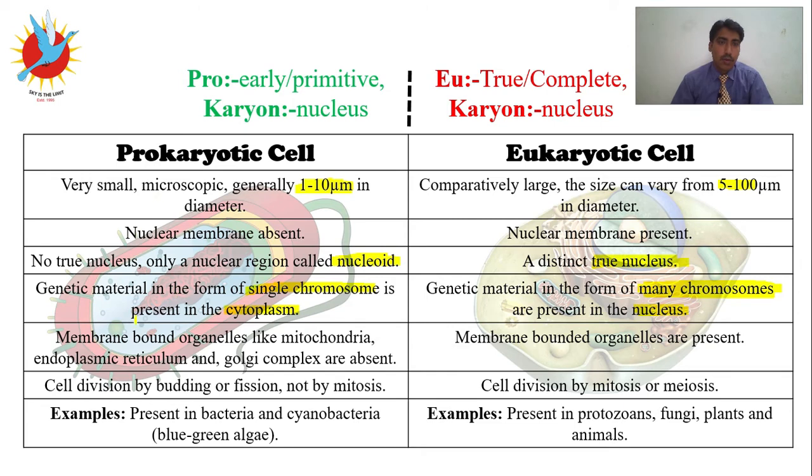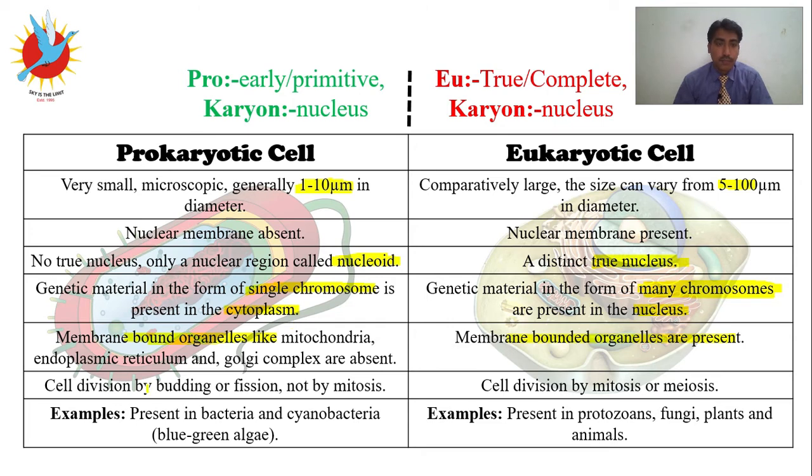In the prokaryotic cell, membrane-bounded organelles are absent, like mitochondria, endoplasmic reticulum, Golgi apparatus, and many more, which are not present inside the prokaryotic cell. But in the eukaryotic cell, membrane-bounded organelles are present. You can see the mitochondria, the Golgi bodies, the endoplasmic reticulum, etc. in the eukaryotic cell.